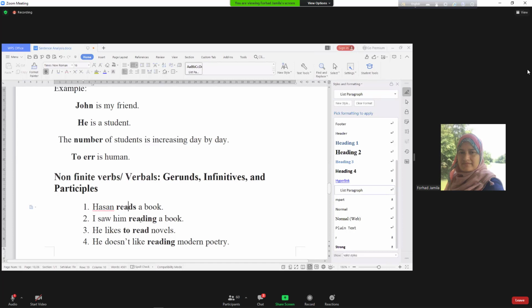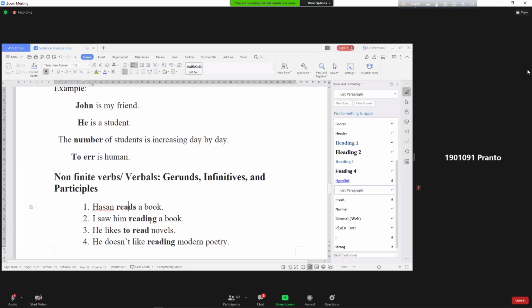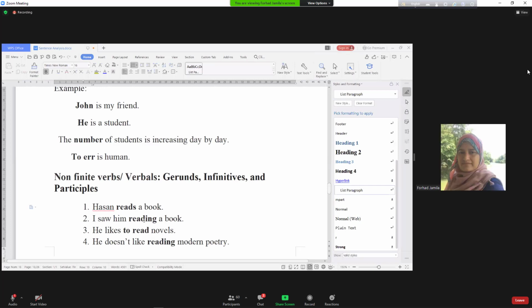So we can say that actually this change of the verb is not the regular change of the finite verb that we find. This is an irregular change of the verb. এটা একটা irregular change. এটা কিন্তু regularly যেটা change হয় ওটা না. And also see the function of this verb here. I saw him reading a book. Reading a book, the verb reading.